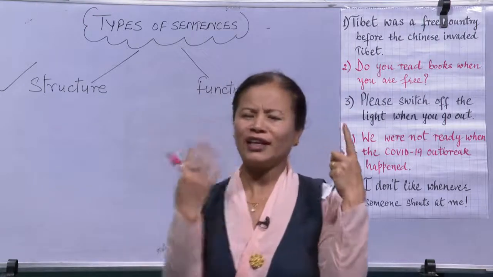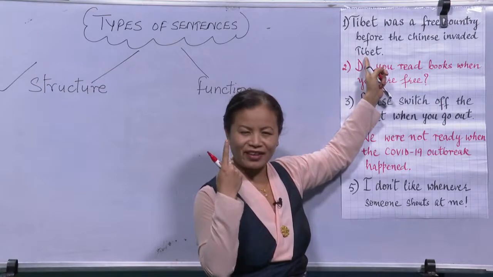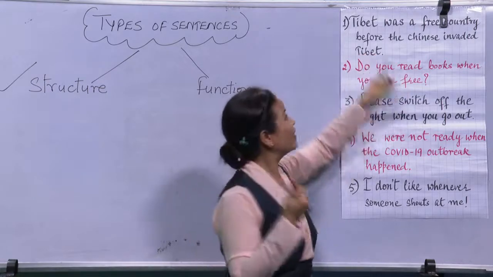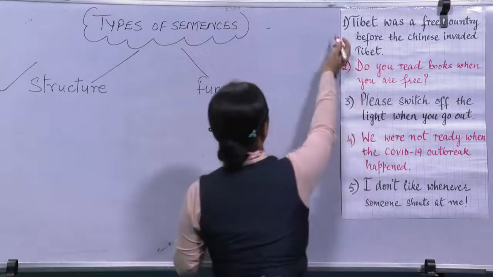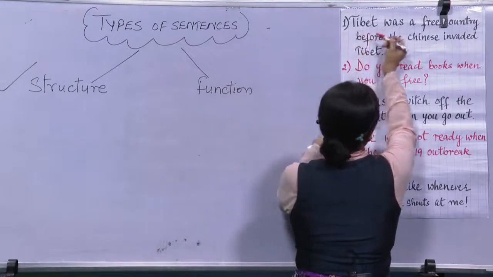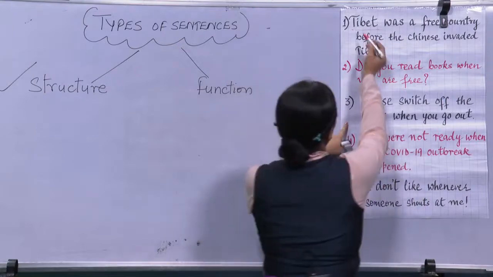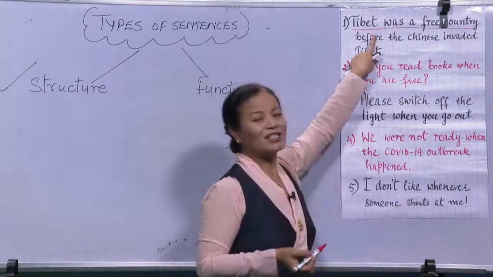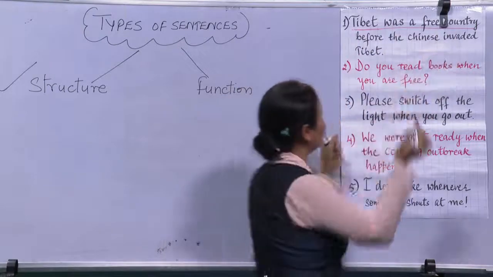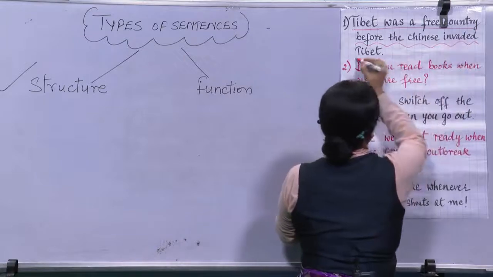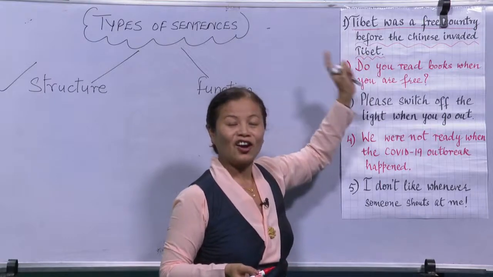So, yes, put on your thinking hats. Start thinking. What type of sentence is this? Am I hearing someone say complex sentence? Very good. Tibet was a free country before the Chinese invaded Tibet. This is a complex sentence. If you look at the structure, Tibet was a free country. This is a complex sentence because we have the independent clause here, Tibet was a free country, and then we have the dependent clause here, before the Chinese invaded Tibet. So no doubt this is an example of a complex sentence.